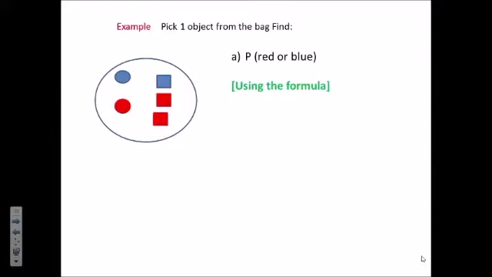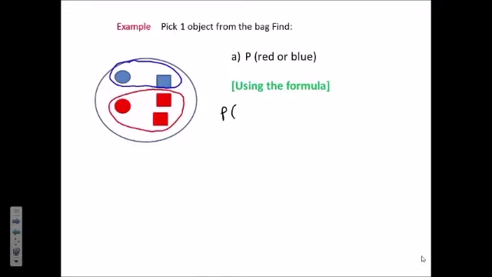Let's do the same example using the formula. What's the probability of red or blue? Here are the red objects. These are the blue objects. Notice that these two sets are mutually exclusive. They have nothing in common, no object in common. So we could use the short version of the rule.